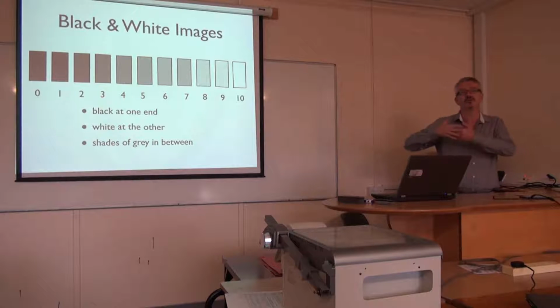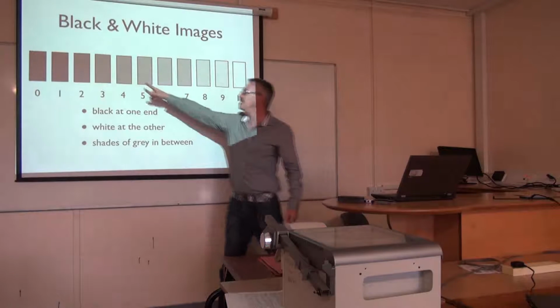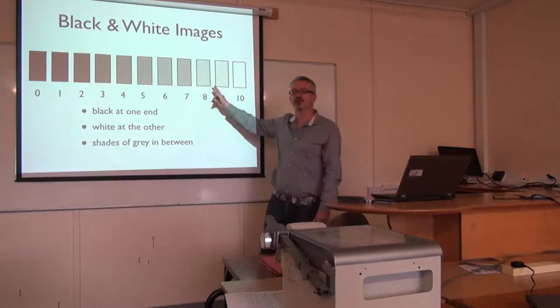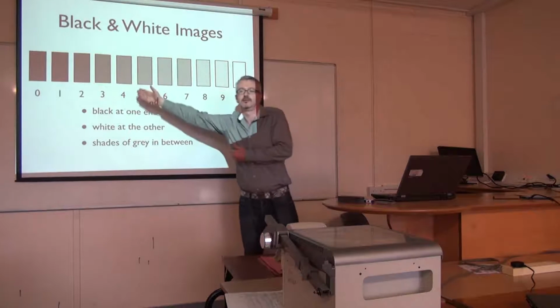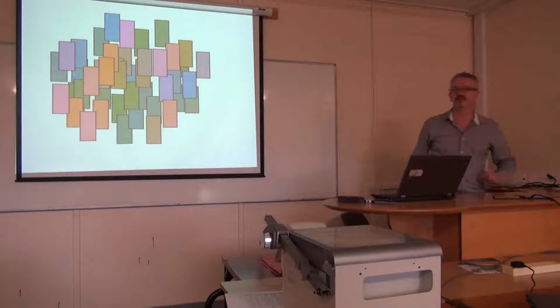So you can put an order on it, so you have a range. And we can say, for example, this colour here is lighter than this colour. So this one here is brighter than that one, say. When it comes to colour though, it's not quite as simple.